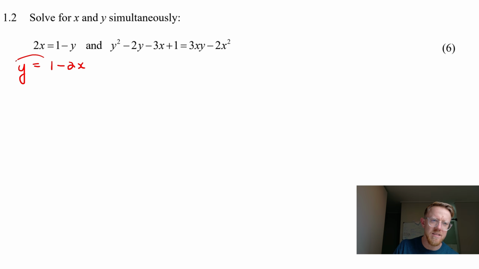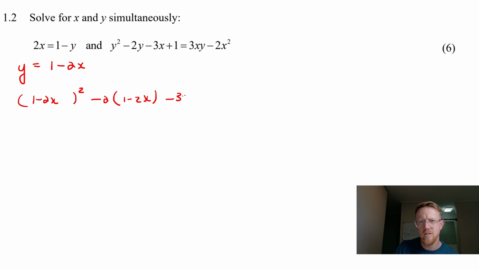I'm now going to take this expression and I'm going to substitute it inside here. So what it means is that I'm going to replace all of the y's with 1 minus 2x. And so we're going to end up with (1 minus 2x) squared, which is this part, minus 2 bracket 1 minus 2x, which is this part, minus 3x plus 1 equals 3x bracket 1 minus 2x, which is that part there, and then minus 2x squared.